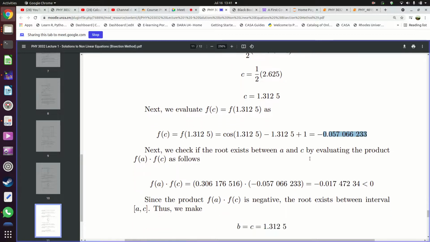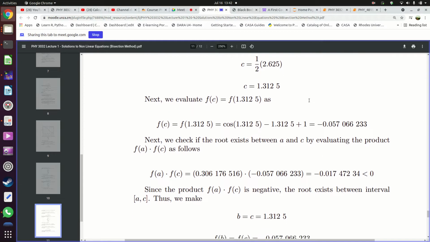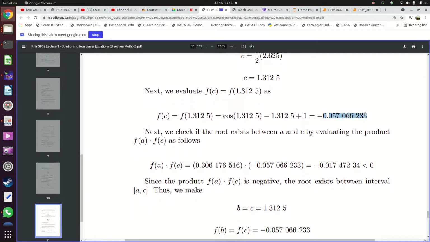So with this in mind, we want to find out if between the A which we have and this midpoint, the function has crossed the x-axis. So work out this product, f of A times f of C. Our A is 1.125, and f of A is 0.306176516. That's our f of A. Then our f of C is what we have here. When we multiply this, which is positive, by some number which is negative, we end up with minus 0.017472234. This is negative, which is less than 0.